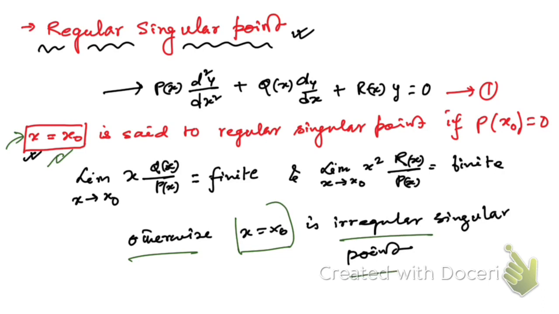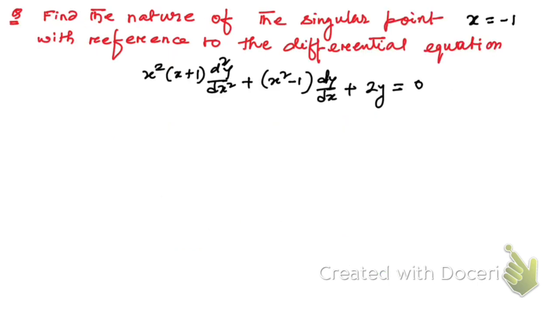Now let us solve a problem. So here you see, we need to find the nature of the singular point x equal to -1 for this given differential equation. That means we have to determine whether it is a regular singular point or irregular singular point, okay? So now let us solve this.